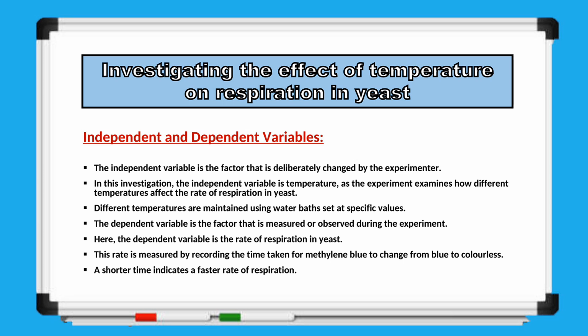The dependent variable is the factor that is measured or observed during the experiment. Here, it is the rate of respiration in yeast, which we measure by recording the time taken for methylene blue to change from blue to colorless. A shorter time indicates a faster rate of respiration.